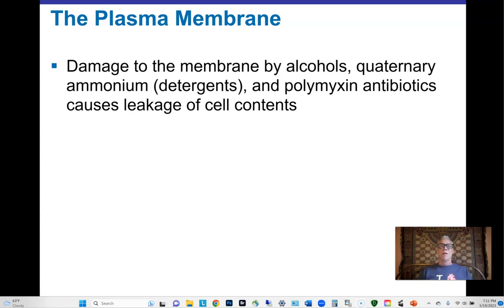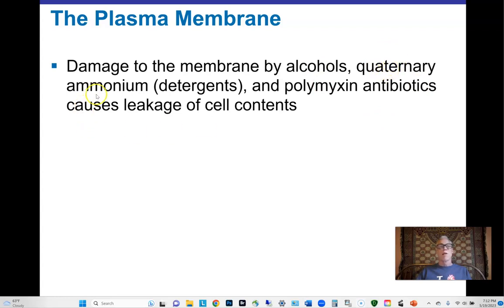Disinfectants are chemical solutions oftentimes that we use to control microbial growth or the presence of microbes. And one of the key ways that some of them work is to destroy or damage the plasma membrane so the cells can no longer control their contents and they die. Alcohols, for example, you've probably seen many times used to clean the skin before giving an injection, or cleaning a lab bench. Well, alcohols work by dissolving and ruining the plasma membrane of microbes.